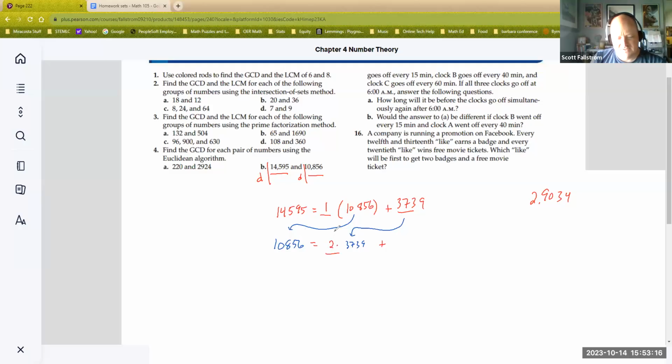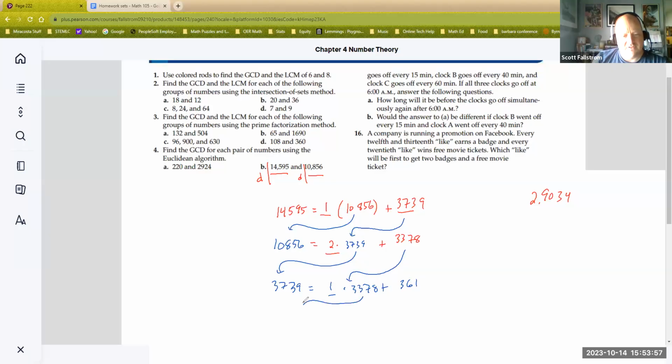So here we go. I do 2 times this. Now I would say 10,856 minus 2 times 3,739, and I get 3,378. So I simply bring those numbers down and repeat. So 3,739 equals one group of 3,378 plus a remainder, and I get 361 as my remainder.